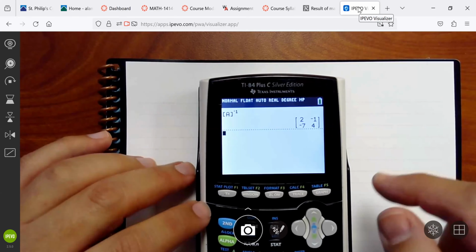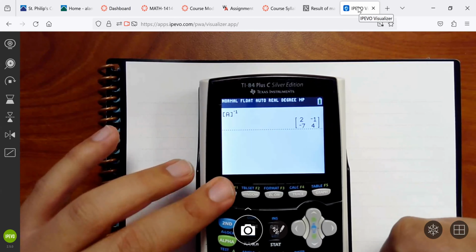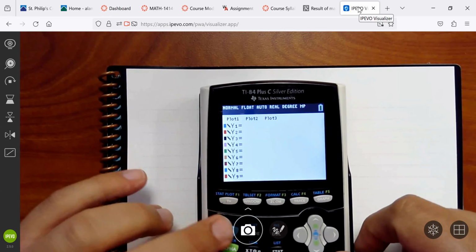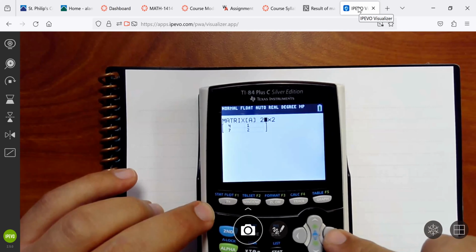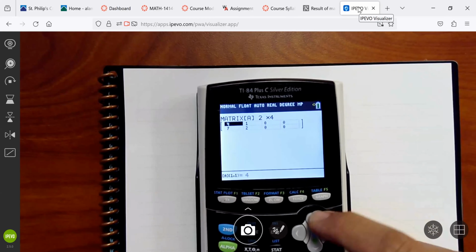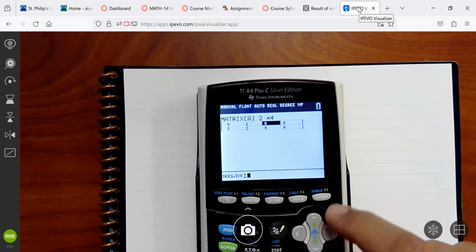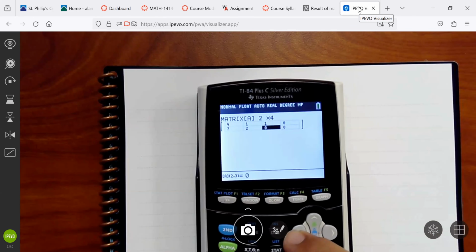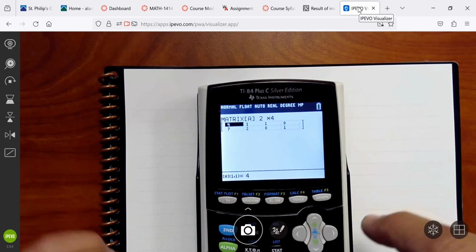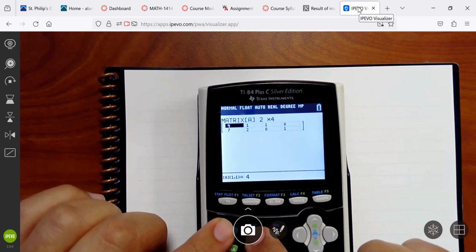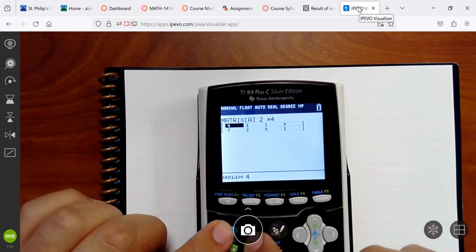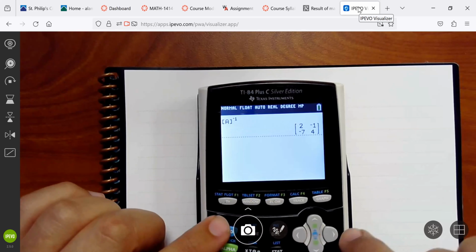Another way to solve it is to go in there, make it a 2x4, and put the identity over here. Then solve that guy.